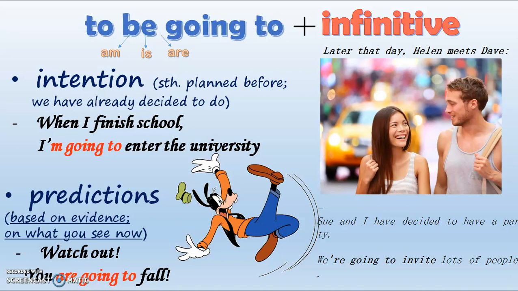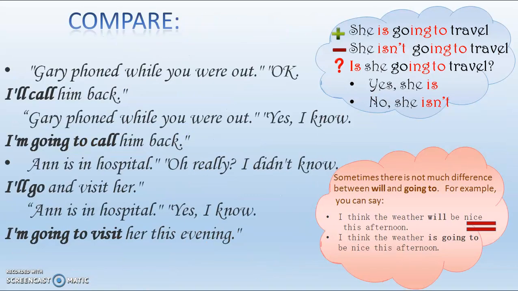Look at the dialogue. Later that day, Helen meets a friend, so she meets Dave. Sue and I have decided to have a party. We are going to invite lots of people. She's telling him about a previous plan, and she used going to because it is an intention, something planned before. Try to compare the sentences and distinguish the uses of will and going to in different sentences.